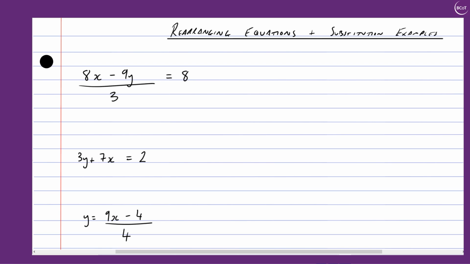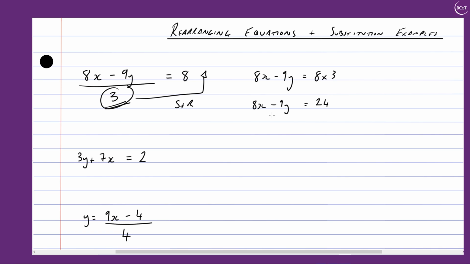I'll just go through some examples. We've got 8x minus 9y all over 3 equals 8. And when something's divided completely on one side, we can slide and rise that 3, multiplying both sides by 3, and we end up with 8x minus 9y is equal to 3 lots of 8. And then we would tidy it up to be 8x minus 9y is 24.